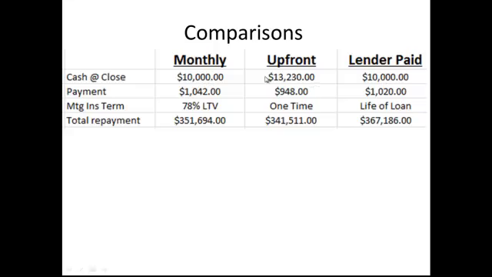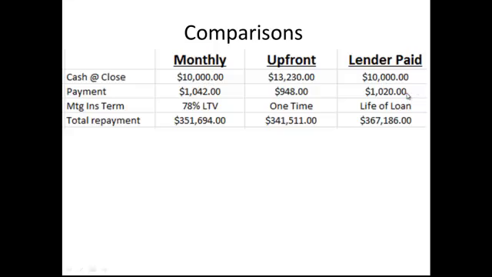Now, if you do the upfront, you've got a larger upfront investment. You've got to spend more money to pay that mortgage insurance one time. Now, your trade-off, you're getting a lower payment. All right, it's lower by $94. The mortgage insurance term is one time. You only pay it once. And your total repayment is about $10,000 less.